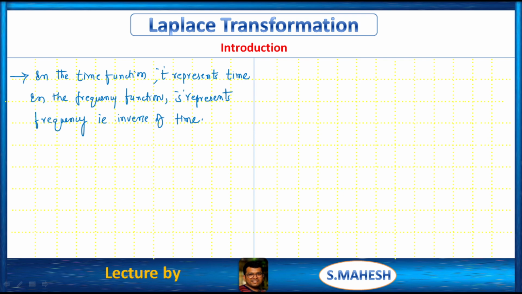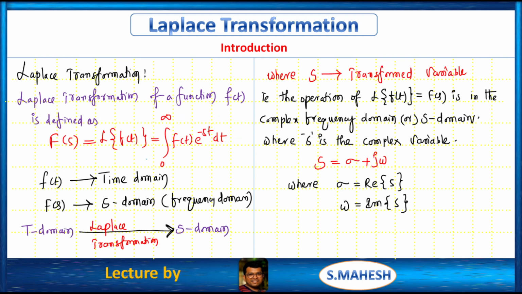It is for that reason that the transformed variable is described as complex frequency, or we can say complex variable frequency. So this is the representation of the Laplace transform, right?